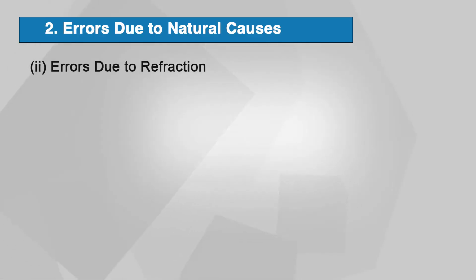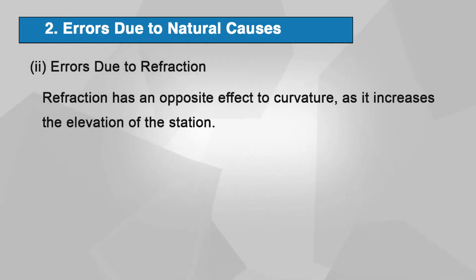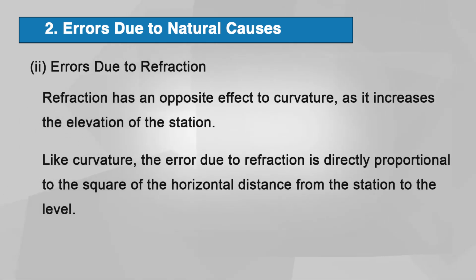Next is the error due to refraction. Refraction has an opposite effect to curvature, as it increases the elevation of the station. Like curvature, the error due to refraction is directly proportional to the square of the horizontal distance from the station to the level. However, for short distances, this error is generally negligible and can be ignored in routine leveling. The calculation of the correction for refraction was discussed in the previous session.